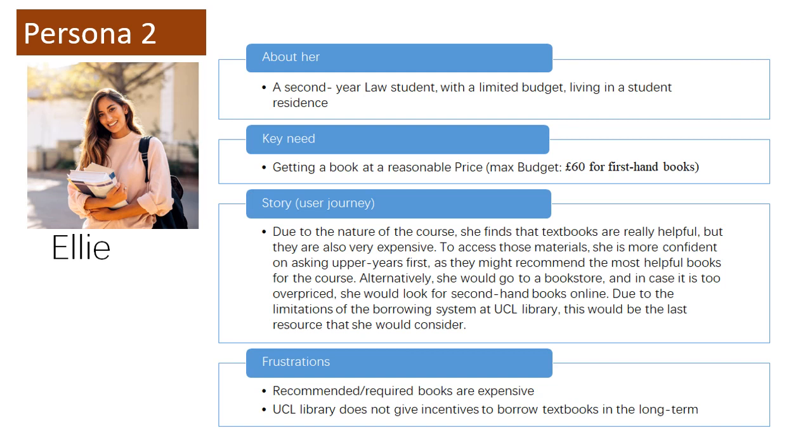Alternatively, she would go to a bookstore, and in case it's too overpriced, she would look for second-hand books online. Due to the limitations of the borrowing system at UCL Library, she will go to the library last if there are no other available choices. Her frustrations are, firstly, recommended or required books are really expensive. Secondly, UCL Library doesn't lend enough textbooks for the long term. And thirdly, the textbooks are really heavy.